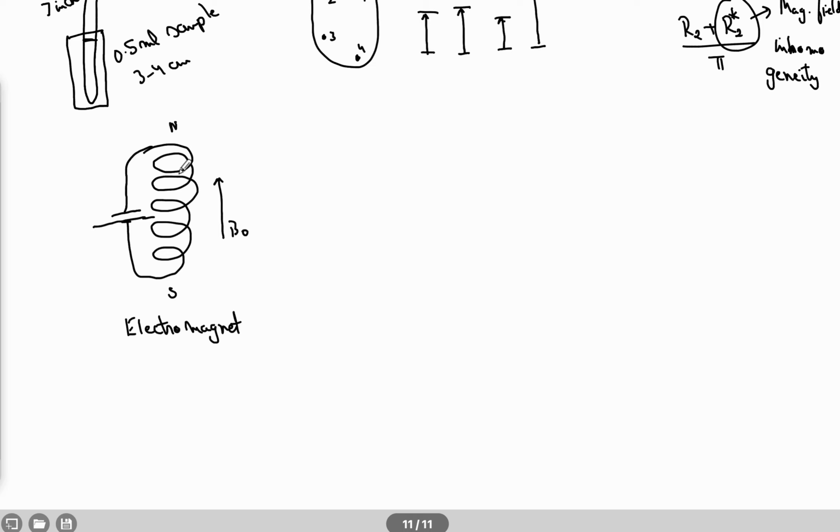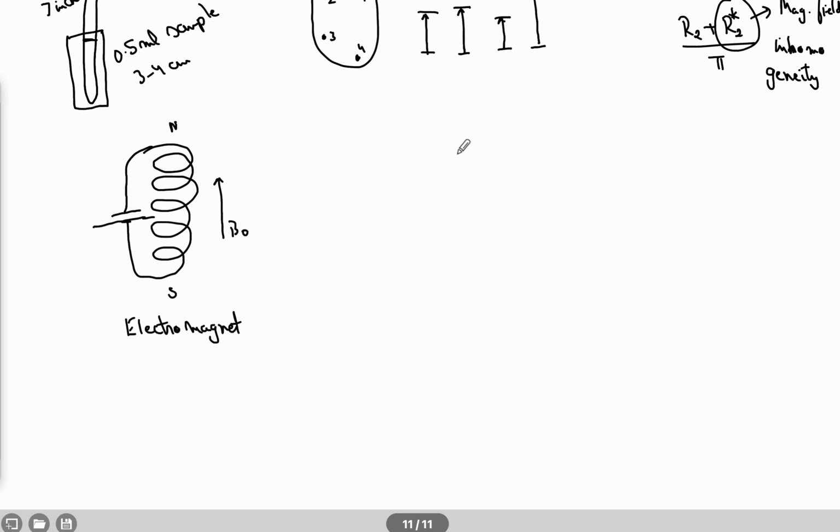But this is limited by the current which you can apply to this coil. Why is it limited? Because the moment you apply stronger and stronger current, there would be a resistance associated with this coil, and that resistance would heat up and melt the coil. So you can't really supply an infinite amount of current to this coil, and thus the B0 is limited by the coil architecture, right?